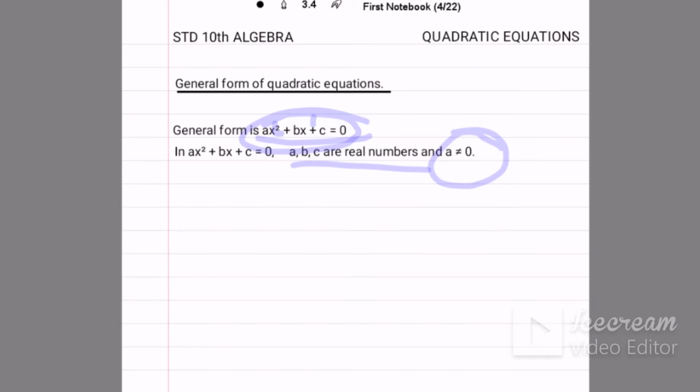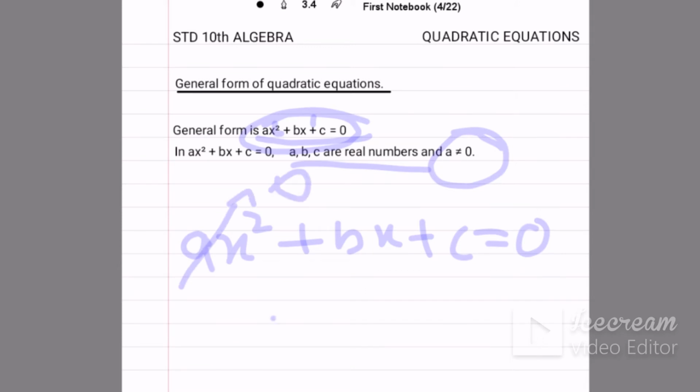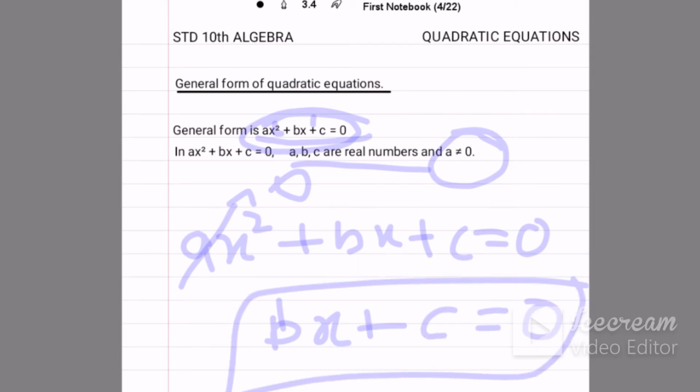The reason they have given this is, see, if we write the equation ax square plus bx plus c is equal to 0, and this term becomes 0, then we get bx plus c, right? So this becomes a linear equation, because the highest degree of x is 1 here. So this becomes a linear equation in one variable, right? So they have given this condition, that a should not be equal to 0.